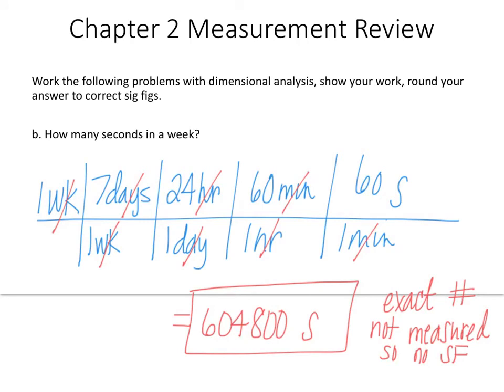604,800 seconds. And notice that on this one, I did not use my 1 week over here as a determining factor for my significant figures. And that is because 1 week is an exact number. It is not a measured number. So there's no uncertainty in how many seconds are in a week. That would be a known thing because it would be exactly that many seconds in 1 week.